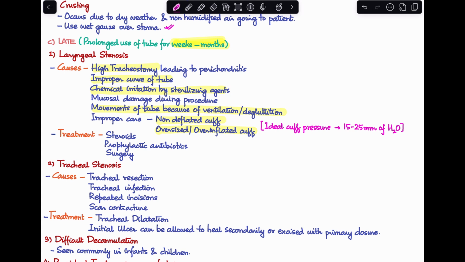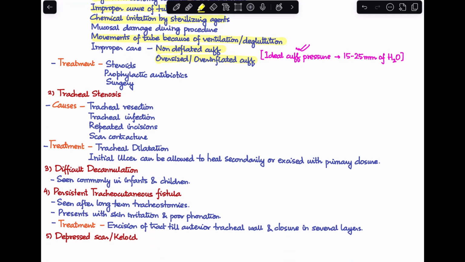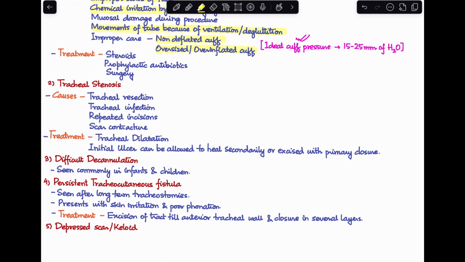It is important to remember the ideal cuff pressure here is 15 to 25 mm of water. You should not exceed this. A case of laryngeal stenosis will be treated with steroids, prophylactic antibiotics, and eventually surgery. Second late complication here is tracheal stenosis.